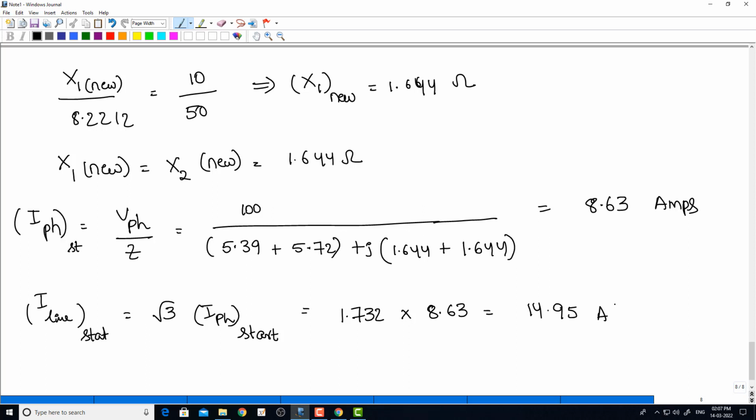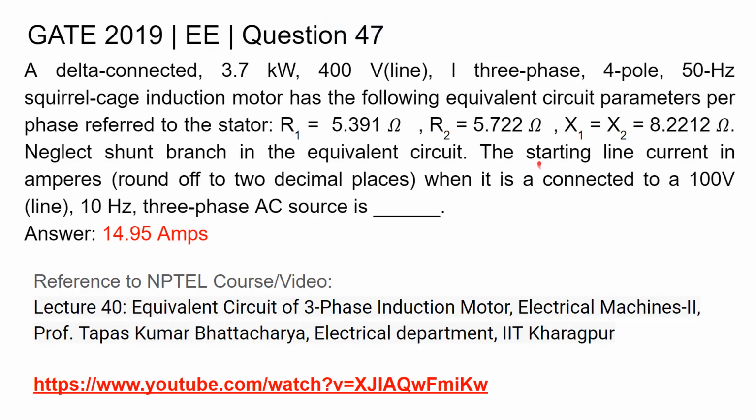14.95 amps. So if the induction motor is connected to the 100 volt supply, the starting line current drawn by the induction motor is 14.95 amperes. So the starting line current drawn by the induction motor when connected to a 100 volts, 10 Hz 3-phase AC source is 14.95 amperes. Thank you.